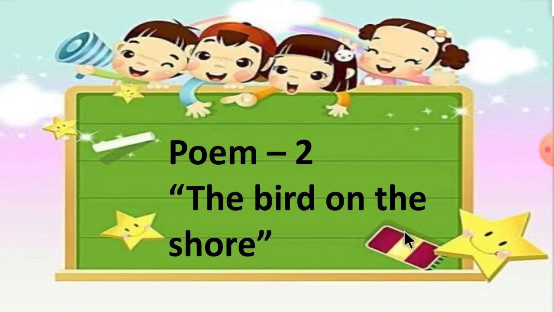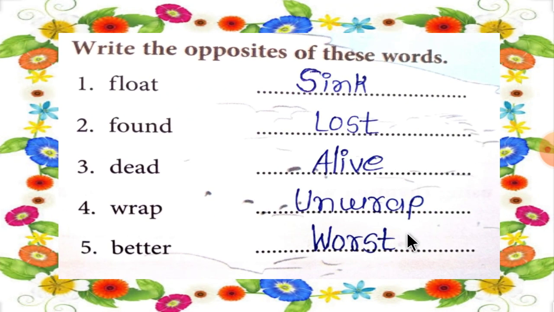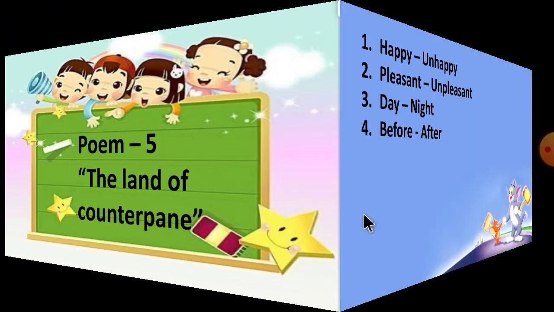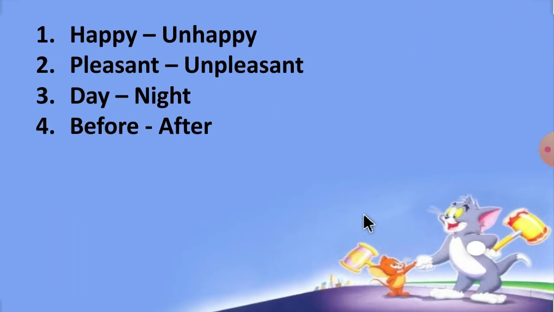So poem number 2, the bird on the shore, opposites are from textbook. This is the image of your textbook. And poem number 5, the land of counterpen, these opposites you have already written in your fair book. So my dear students, today we will do till here only.